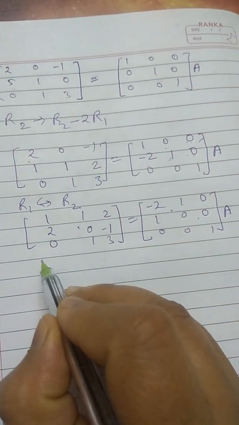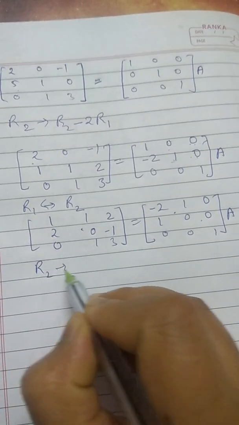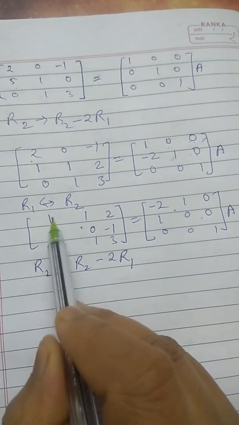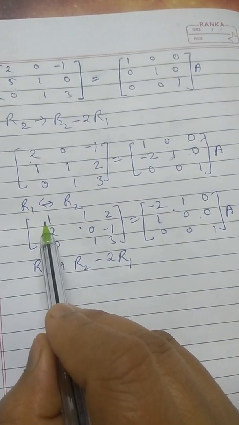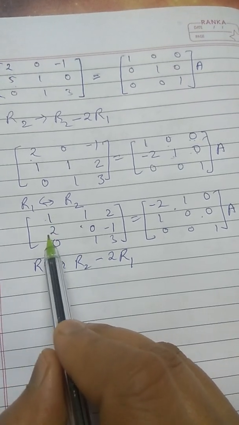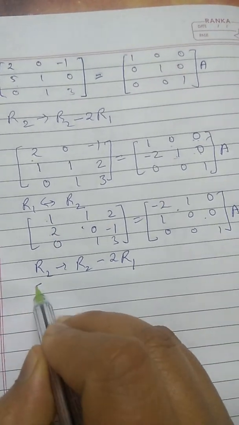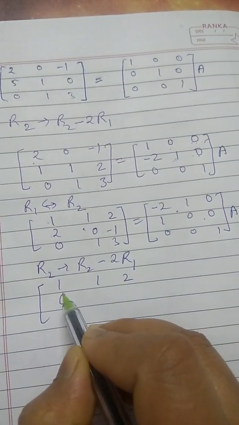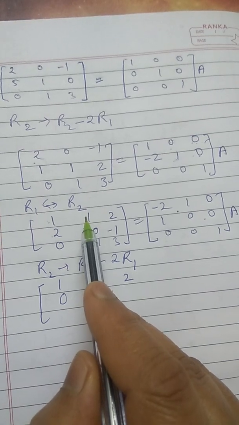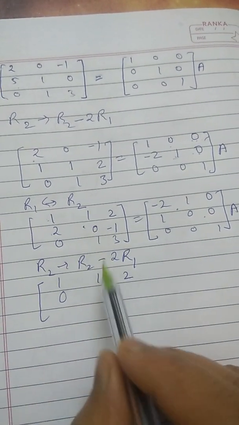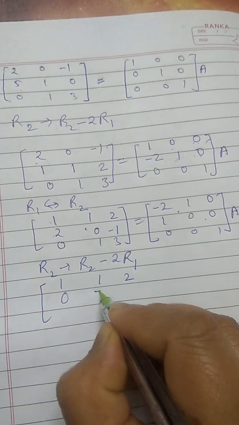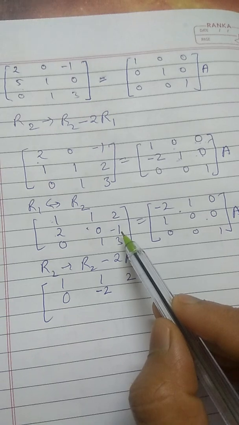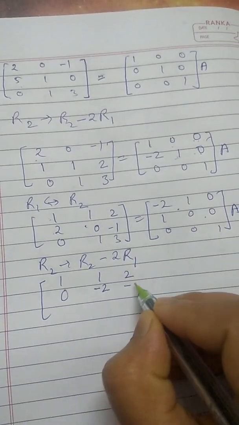Now we have to make it 0. To make it 0, we apply the operation R2 minus 2R1, because 1 is there, and 1 multiplied with -2 plus 2 becomes 0. So 1 1 2, and now the second row becomes 0, then multiply with -2 plus 0, that means -2, and here 2 into -2 is -4, minus 1, that means -5.